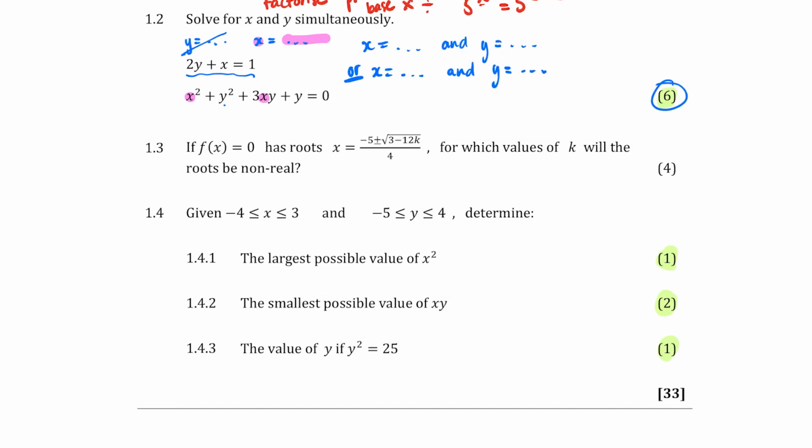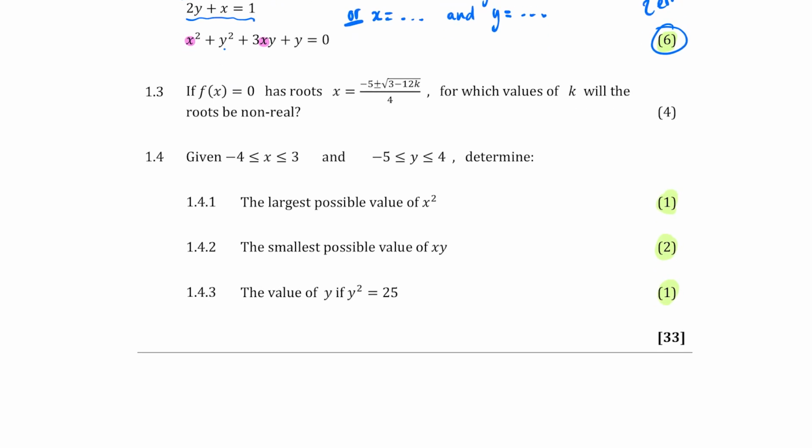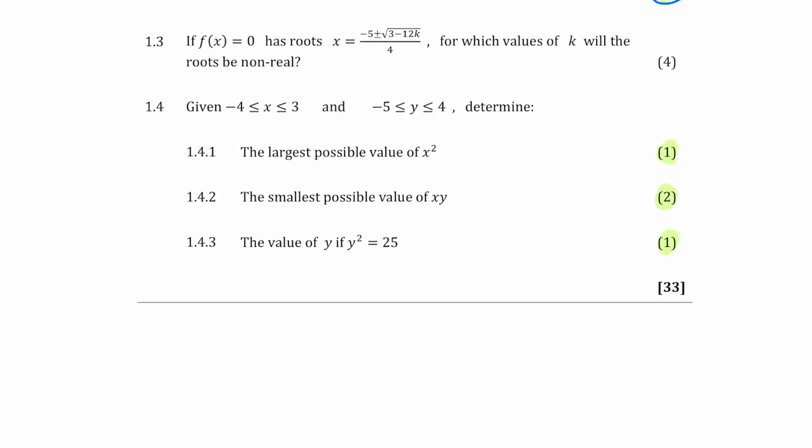Okay, the tricky thing about these 6 marks is you must be careful with your algebra. If you make 2 errors, then we can stop marking. So as long as you have your strategy right and then you are careful, you're going to get nice 6 marks there. Alright, question 1.3.